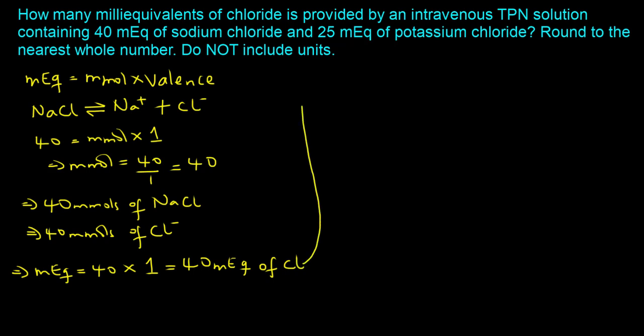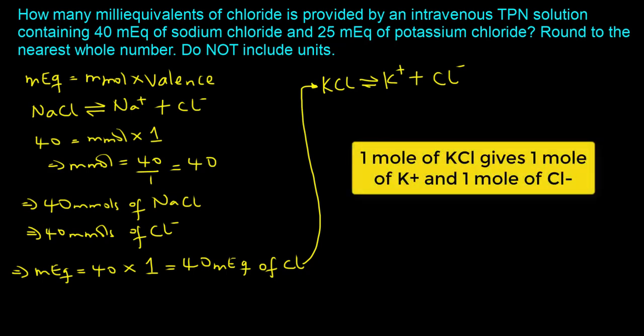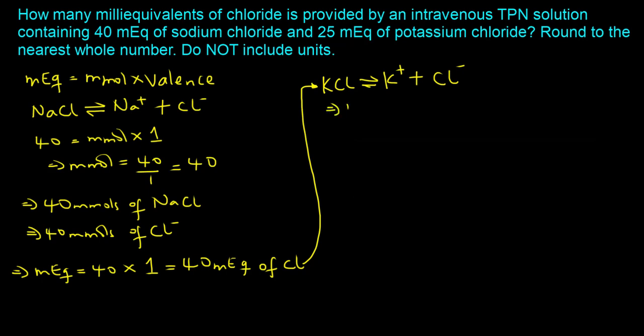Now we can do a similar thing for the potassium chloride. So KCl breaks down in an aqueous environment to a potassium cation and a chloride anion. So notice that 1 mole of potassium chloride gives you 1 mole of potassium cation and 1 mole of the chloride anion. So we can go ahead and determine the millimoles of the potassium chloride, and that will be given by MEQ over valence.